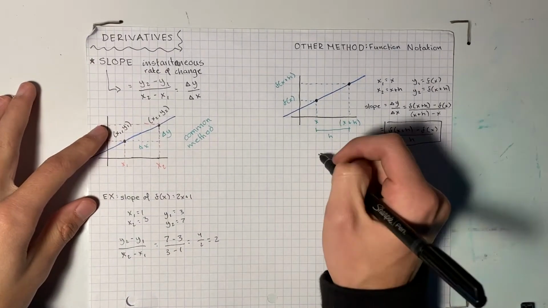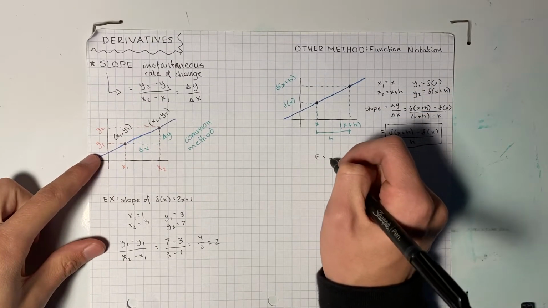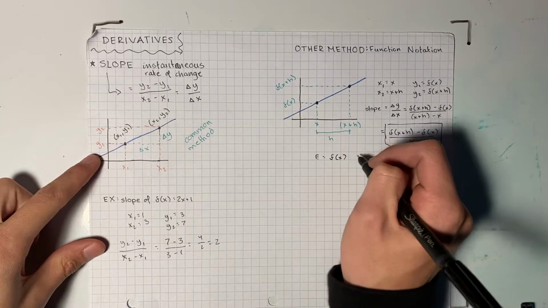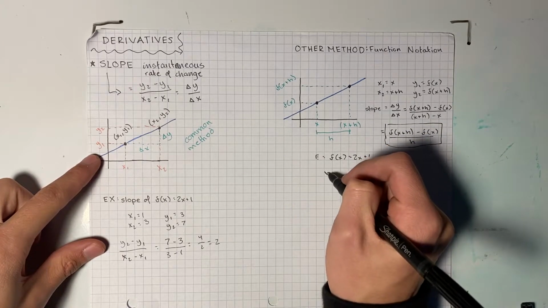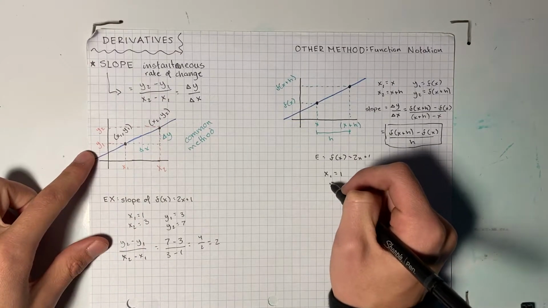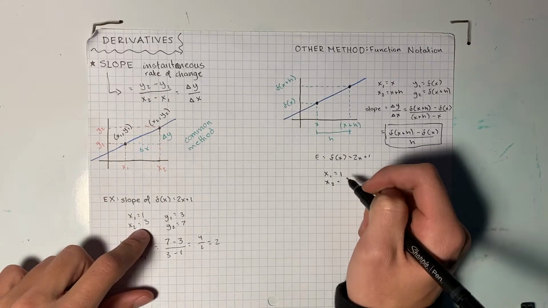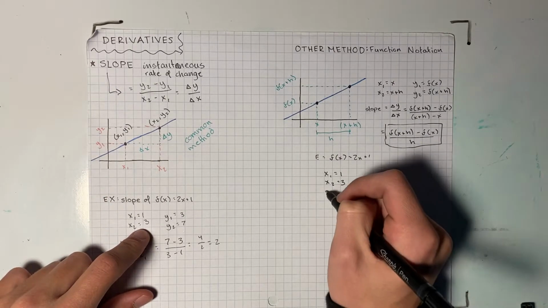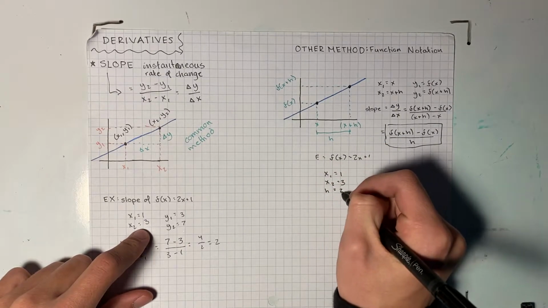So if we want to do another example, let's just say we want to do this one, but using the function notation. So we just have f of x is equal to 2x plus 1. We could just say our x1 is just equal, let's just use this same number 1, and our x2 is, let's just say, 3. And the distance between these two numbers, the h, is going to be equal to 2.